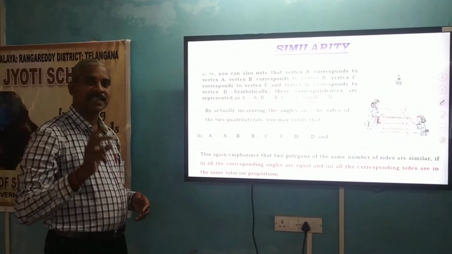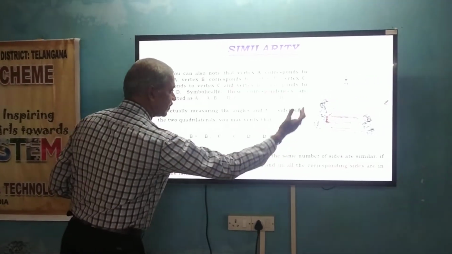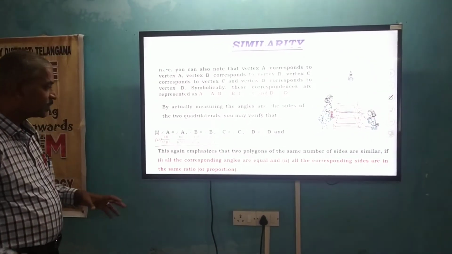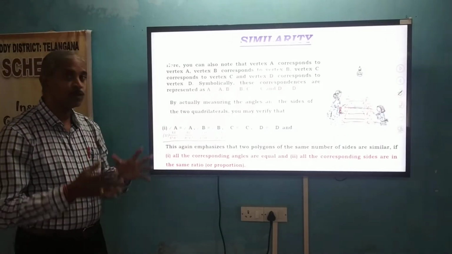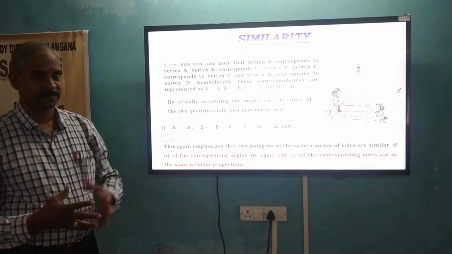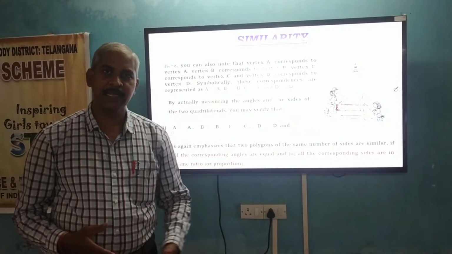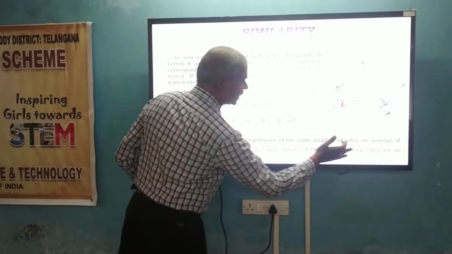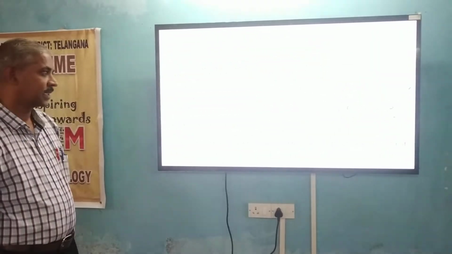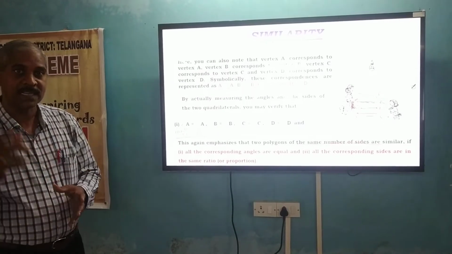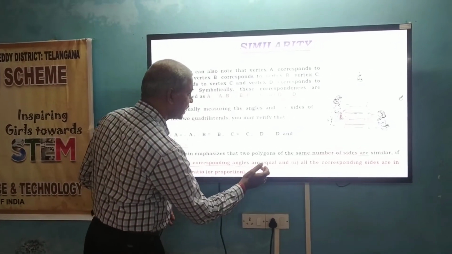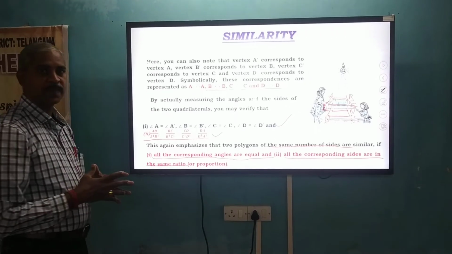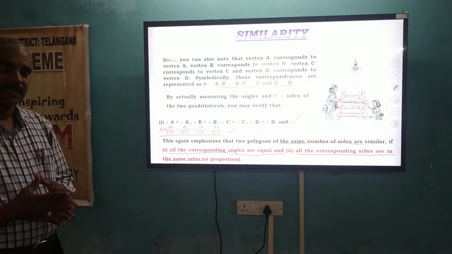When you consider two similar figures, definitely their corresponding angles will be equal and the ratios of their corresponding sides are the same. So we can emphasize this. Take any polygon: triangle, quadrilateral, pentagon, hexagon, whatever it may be. If you take two polygons with the same number of sides, we can say they are similar if all the corresponding angles are equal and all the corresponding sides are in the same ratio. That means when you find the ratio of the corresponding sides, you get the same ratio.